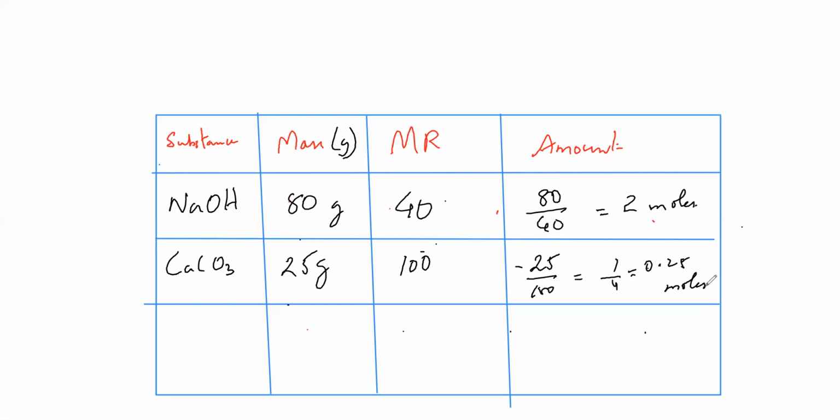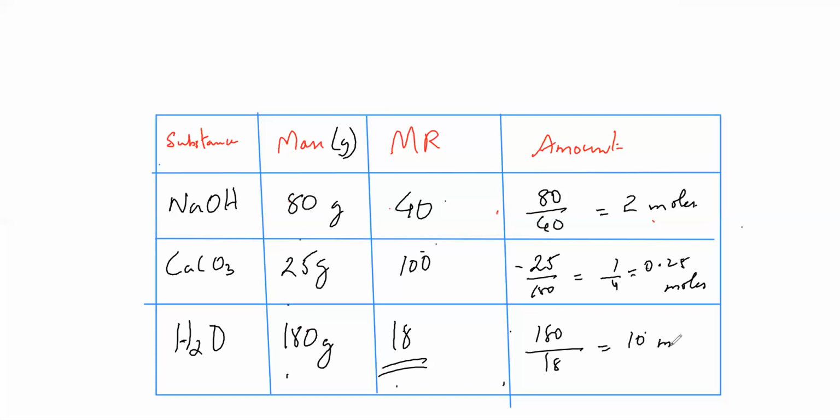Let's take a simple example for us to understand much better. H2O. If it is given 180 grams here, and what is the molecular mass or formula mass of this? 18. How are we getting this? Oxygen is 16, hydrogen is 1 into 2, so totally we are getting 18 here. Correct? So 180 by 18, that is 10 moles respectively. So this is how we calculate the number of moles.